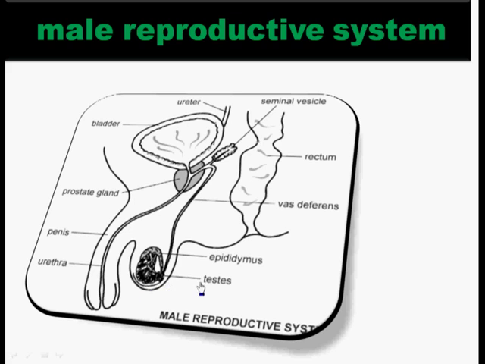Now, whenever the testis makes the sperm, it is then stored in another structure called the epididymis. Did you hear me? I'm telling you that the sperm is produced in the testis and it is stored in the what? Epididymis.